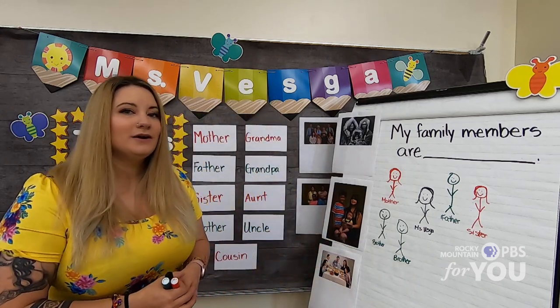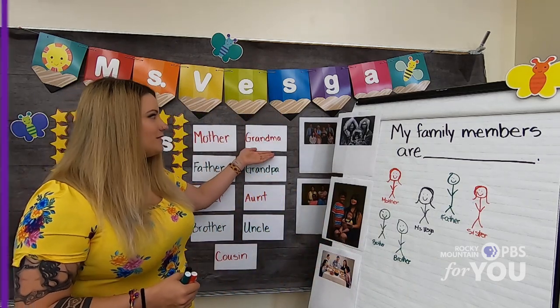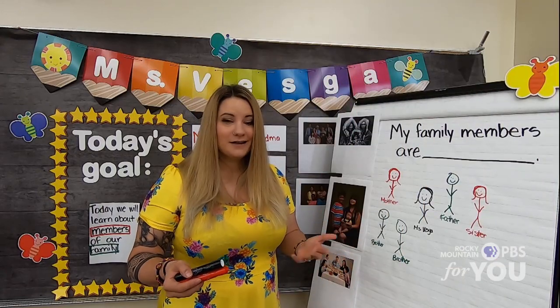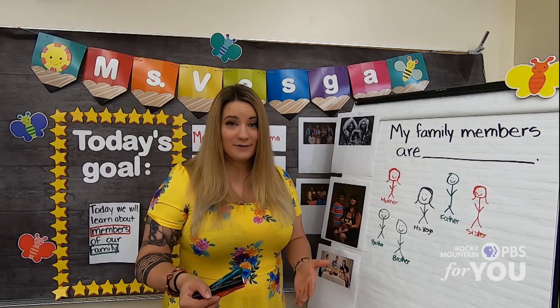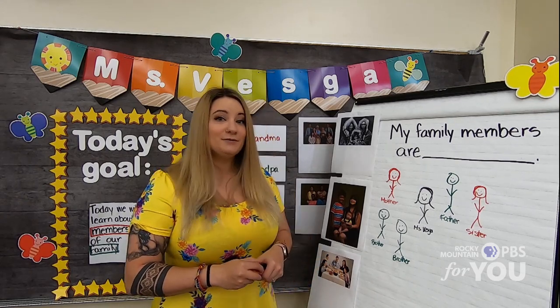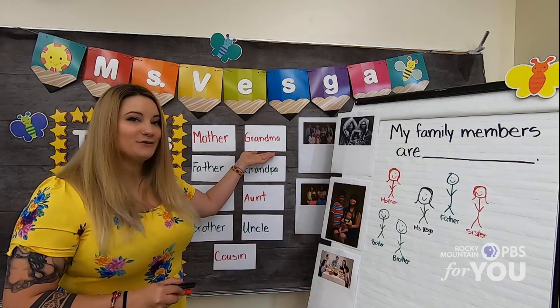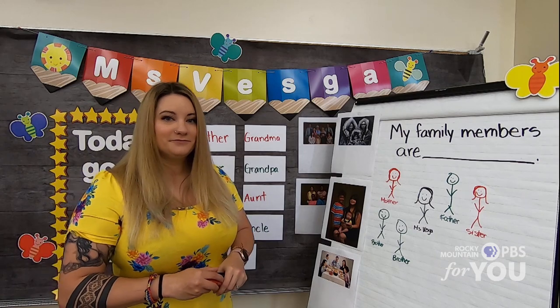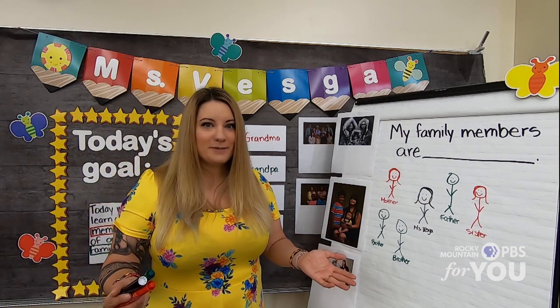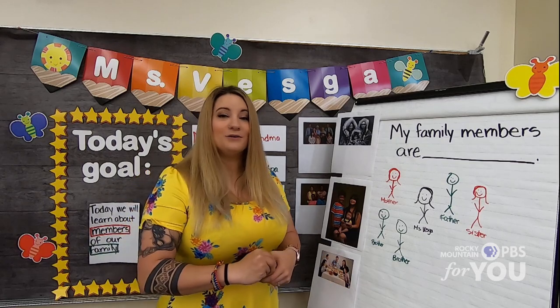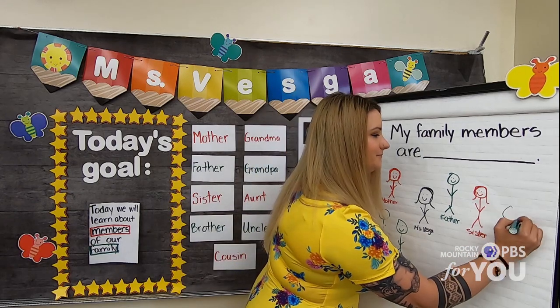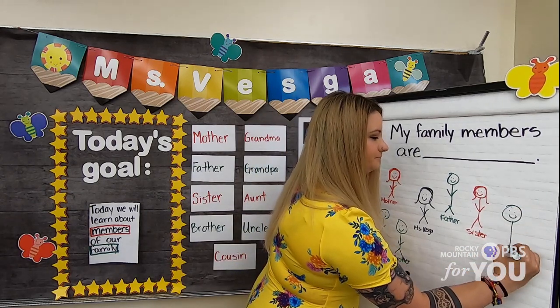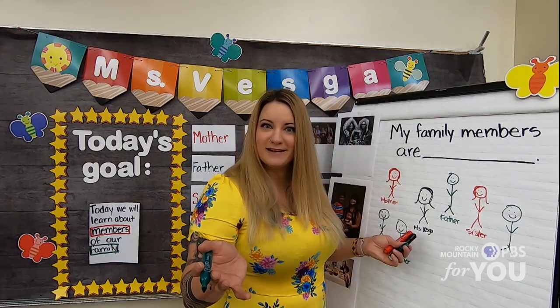The next word we're gonna go with on our list is grandma. Do you have a grandma? I don't have a grandma in my family, so I'm not going to draw her. If you have a grandma in your family, you should draw her and label her with, that's right, the word grandma. Do you have a grandpa in your family? I have one grandpa in my family, so I'm going to take my marker and draw my grandpa. And what am I going to label that person? That's right, grandpa.